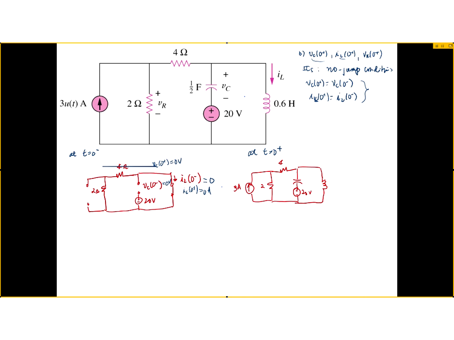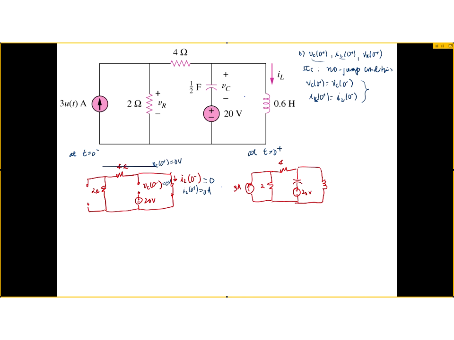T equals 0 minus right here, and I know that it's been there for a long time. That's why. And the one before that, infinity, yes. That's steady state. This is also steady state, but it's right before 0. Both of them are. Correct. As soon as you turn this on, nothing is steady state at 0 plus.